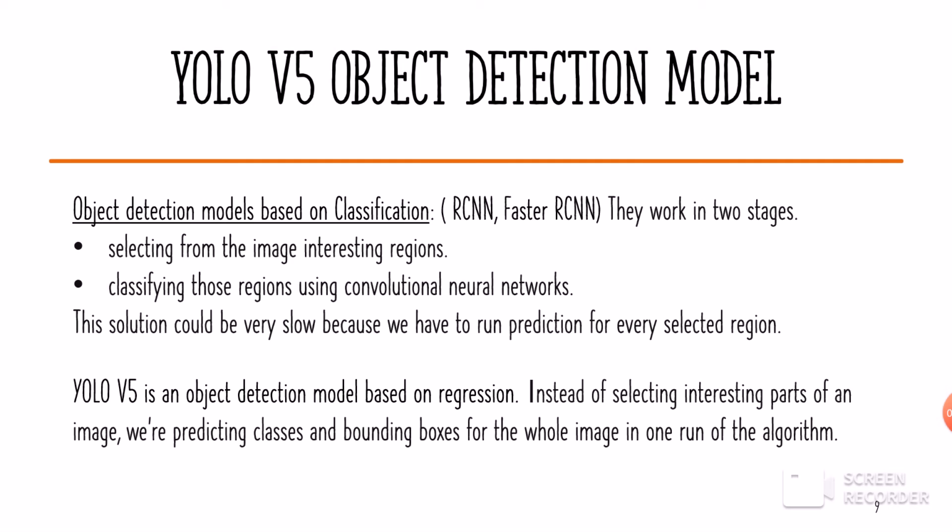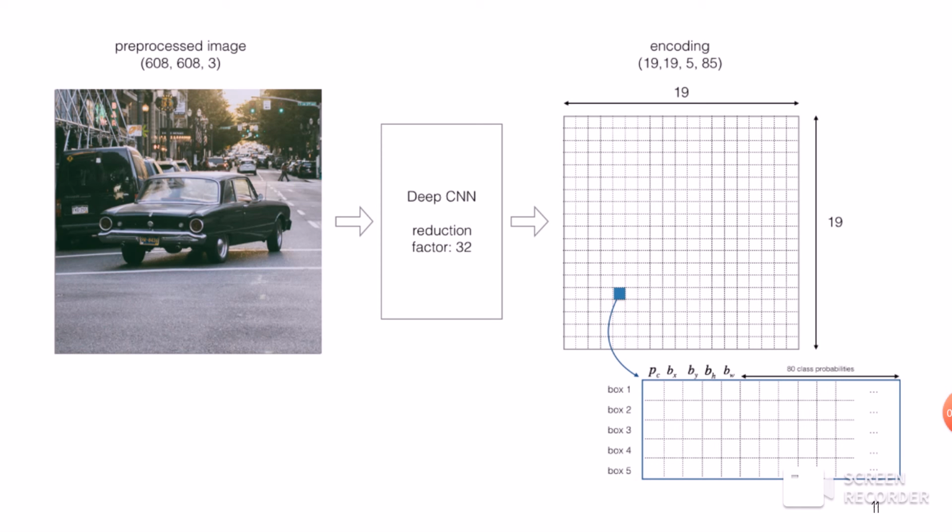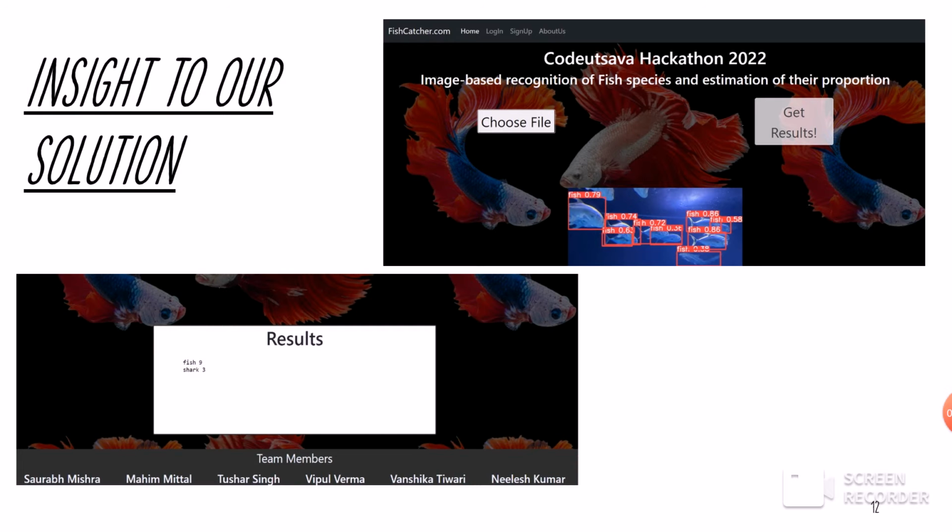Instead of selecting interesting parts, we predict classes and bounding boxes for the whole image in just one run of the algorithm. We typically divide the image into a 19 by 19 grid, and each cell is responsible for creating 5 bounding boxes. Our task is to predict the class of an object and the bounding box specifying the location. So this is our model. It takes a pre-processed image, does the reduction, divides it into boxes, and then produces the results. And this is the front end part of the solution, which we will see later in the working.